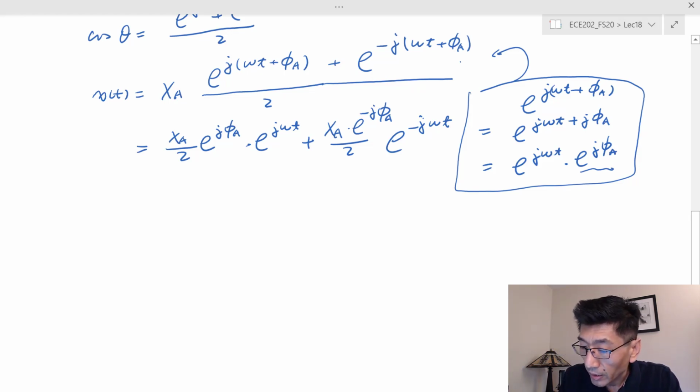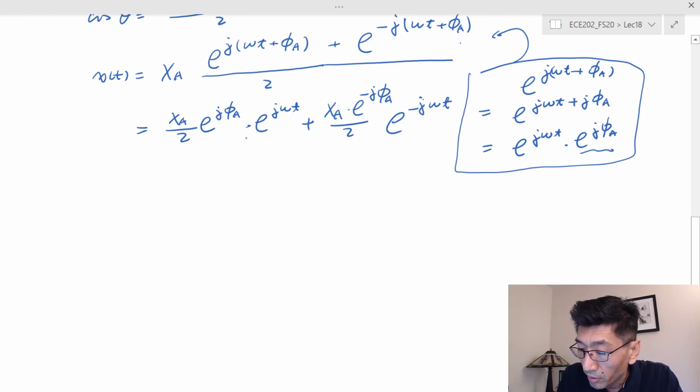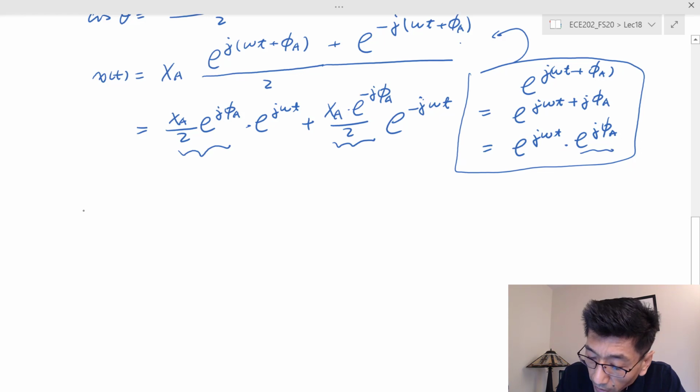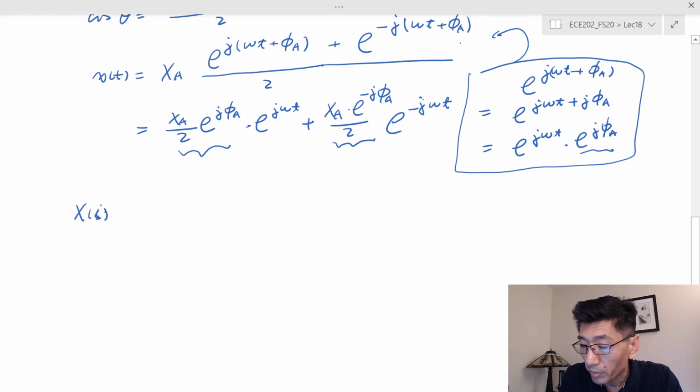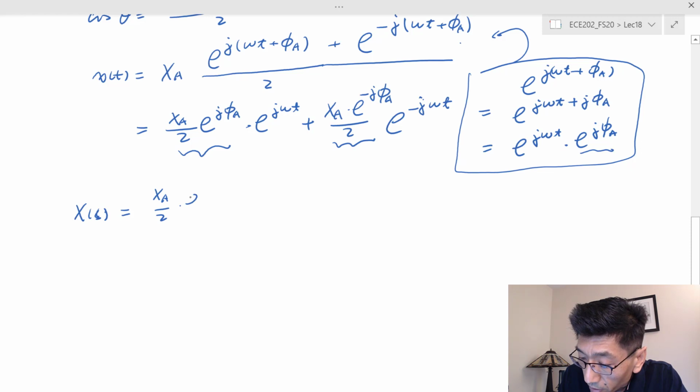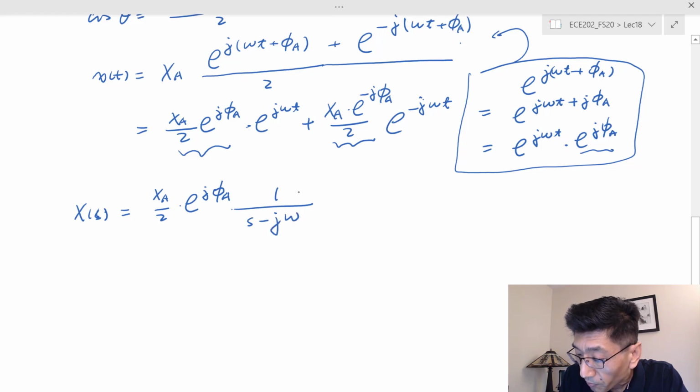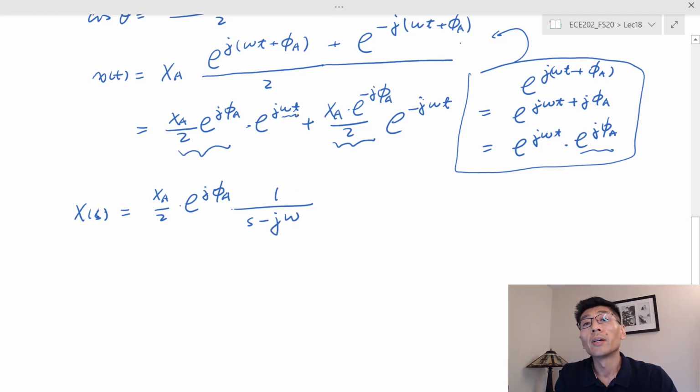So in this case, I can do the Laplace transform. Now, this is a constant. Recognize this is a constant, right? So therefore, for X(s), what I'm using is the s-domain translation property, right? So in this case, X(s) is going to be equal to half X_a times e^(jφ_a) times this one over s minus jω.